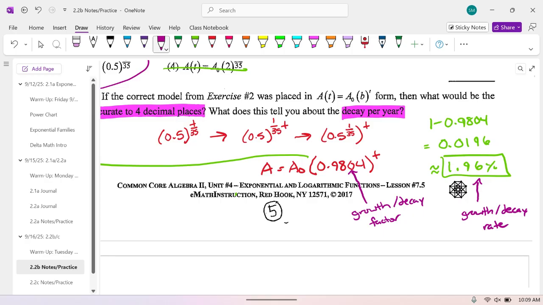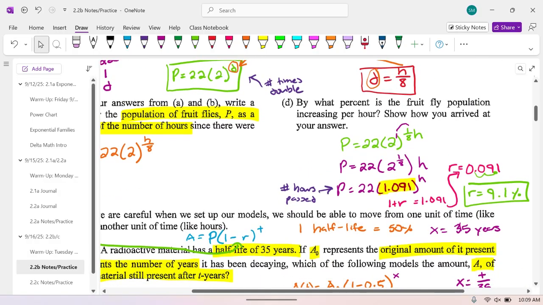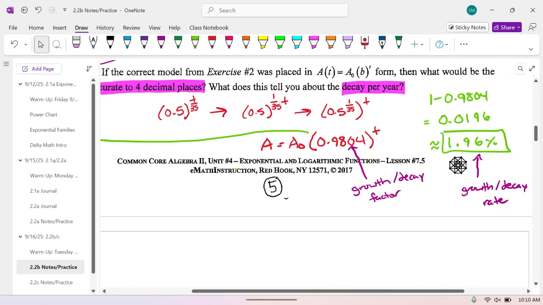So if it was a growth, like if we go back to the very first problem, the population after 1 year would be 109.1% of the population now after 1 year. Or 1 hour, whatever it is. Because it increased. And you will be asked that on a test, guys. So know the difference between growth factor and growth rate.